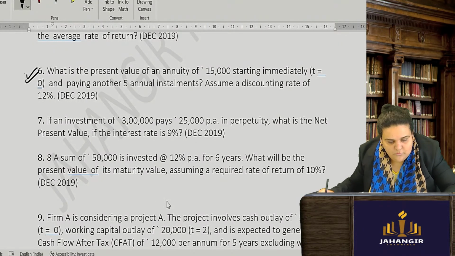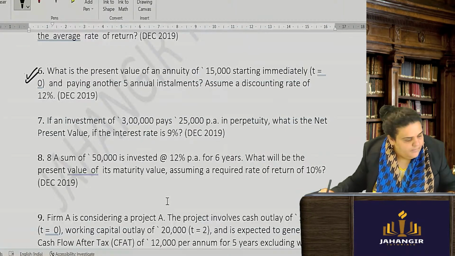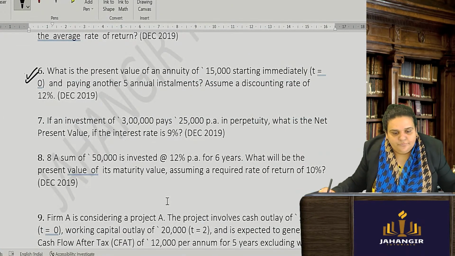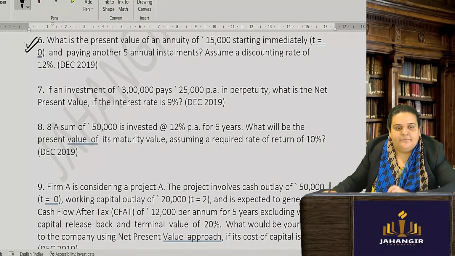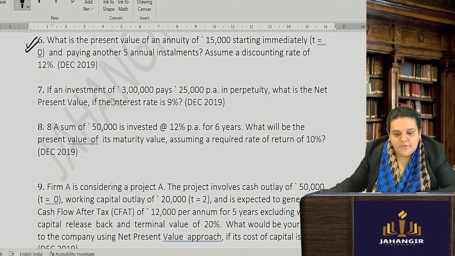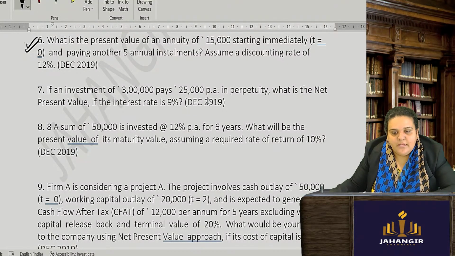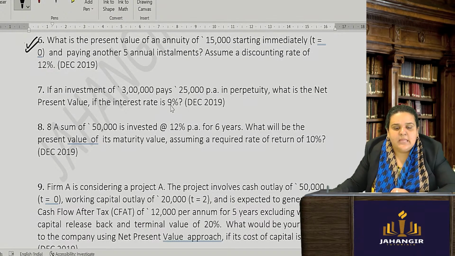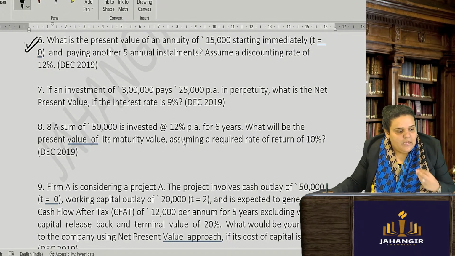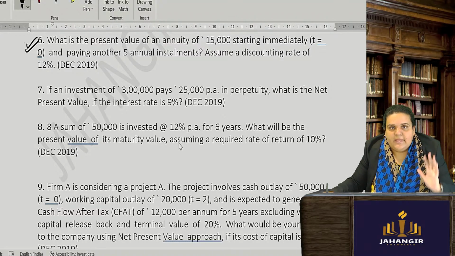Fine. Question 6 is done. Question number 7. If an investment of rupees 3 lakhs pays 25,000 per annum in perpetuity, what is the present value if the interest rate is 9%? Investment outflow is rupees 3 lakhs and inflow is 25,000 per annum in perpetuity. What is the net present value if the rate of interest is 9%?